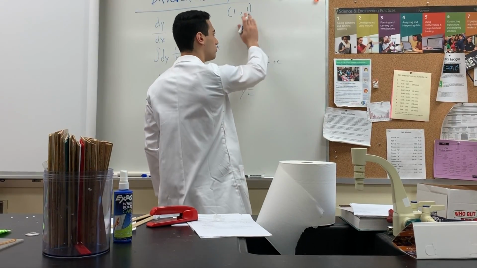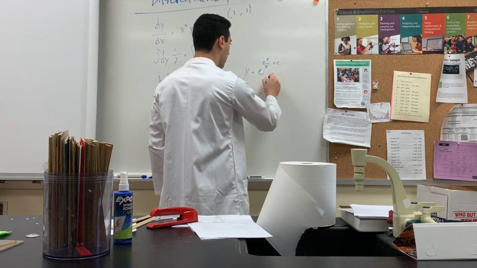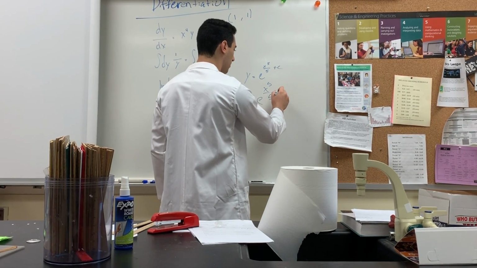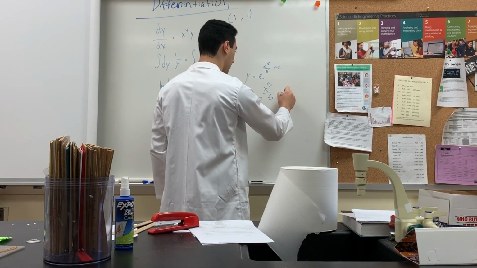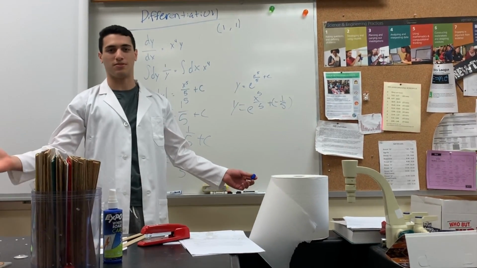So in this particular solution, for 1, 1, y is equal to e to the power of x to the 5 over 5 plus negative 1/5. Thank you. Crazy calculus.